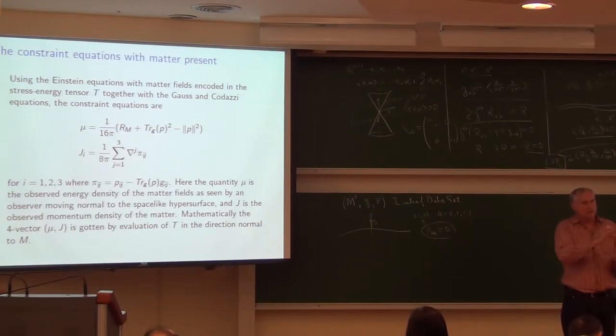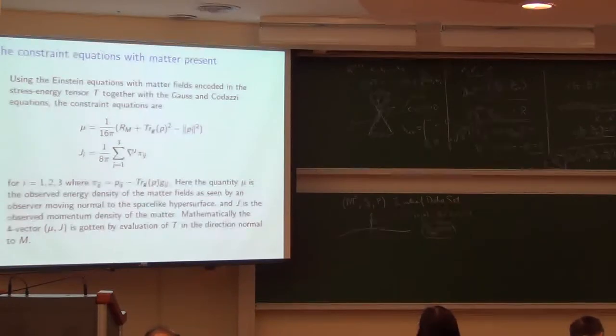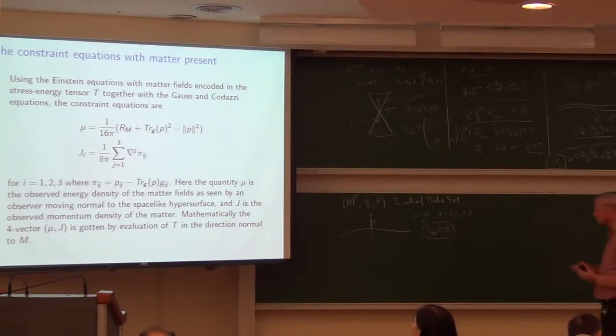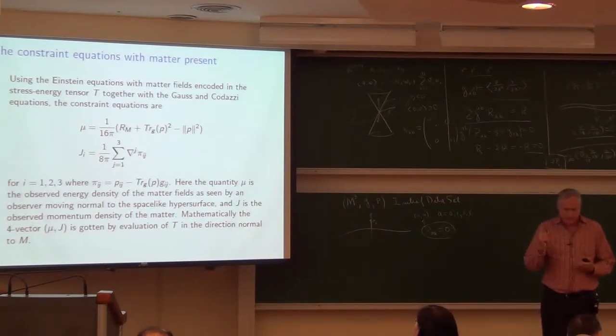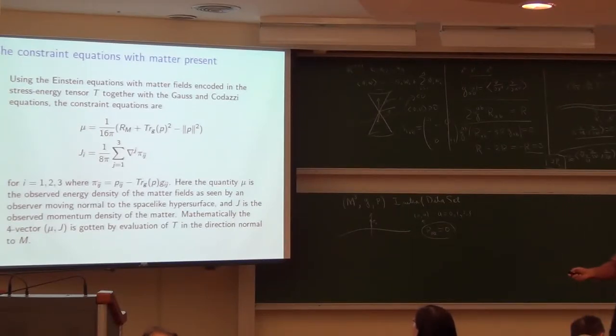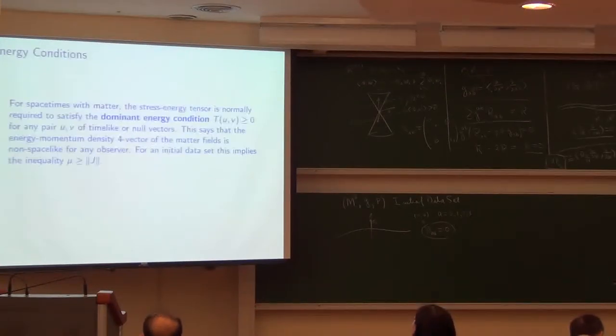So in special relativity, the mass is a function of the observer. Right, so energy and linear momentum combine to be a four vector. And so the same thing is true here. And so the four vector mu and j represents the observed mass and momentum density vectors of the matter. Okay, so that should be thought of as the four vector. So they just correspond to the observed matter flow vector, if you like, for an observer moving orthogonally. They appear as the source terms in the constraint equations in general.